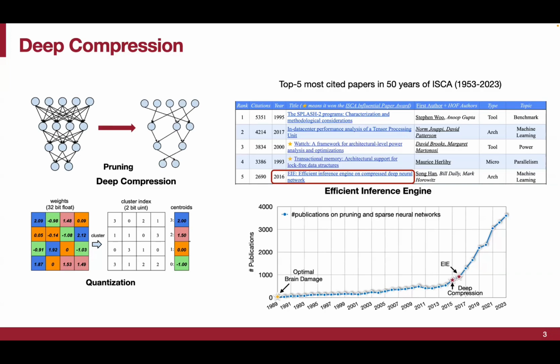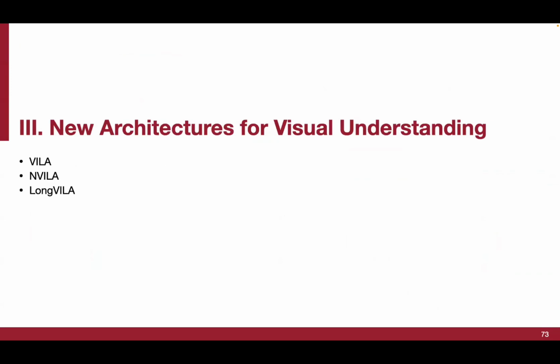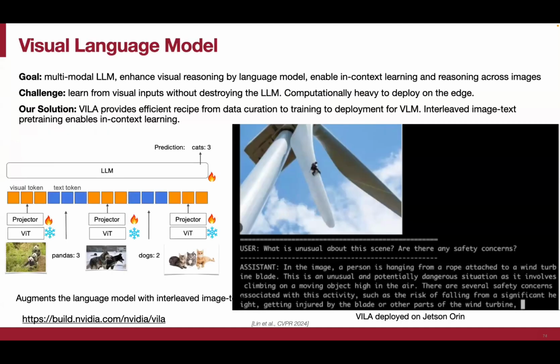So let's start with the visual language model, which is a critical component to understand the world and also making actions. So let's talk about the new architectures for visual understanding and how to deploy them on the edge. I will cover 3 pieces of work for understanding, and if we have time, we can cover one more for joint understanding and generation. So let's start with VILA, visual language model.